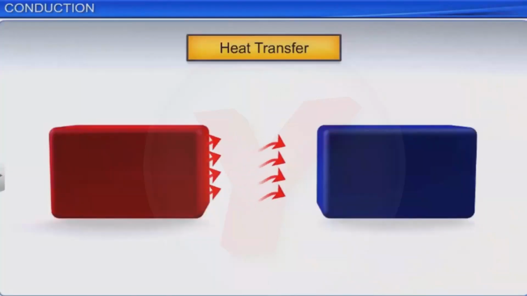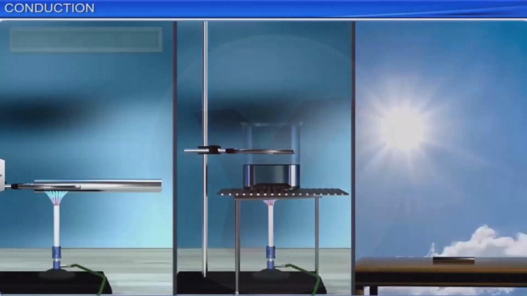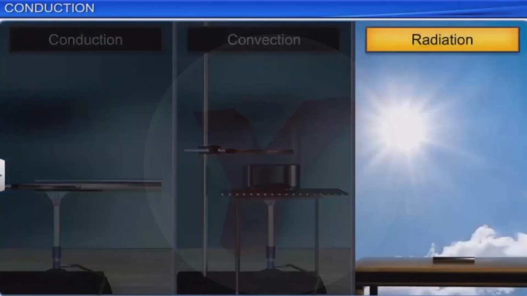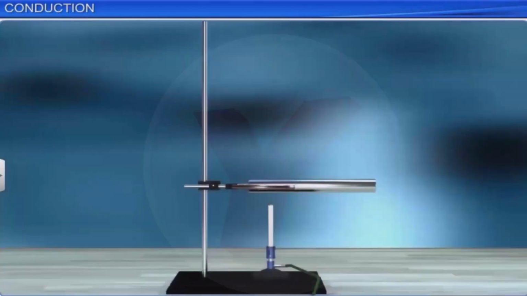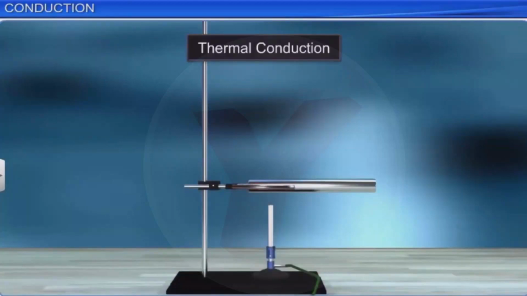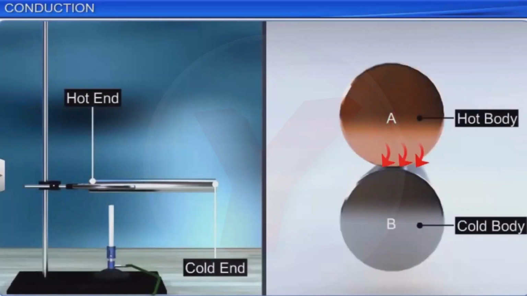Transfer of heat takes place in three different modes. They are thermal conduction, convection, and radiation. First, let us learn about thermal conduction. Thermal conduction is a mechanism of heat transfer between two adjacent parts of a body, or between two bodies in thermal contact because of a temperature difference.